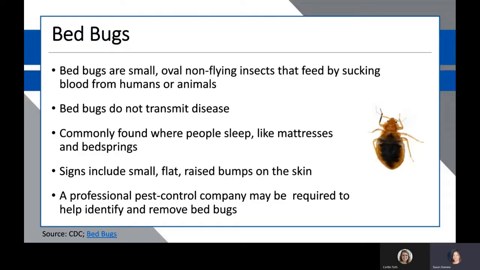Bedbugs. These are small, oval, non-flying insects that feed by sucking blood from humans or animals, and bedbugs do not transmit disease. They're commonly found where people sleep, like mattresses and bed springs, and the signs include small, flat, raised bumps on the skin. A professional pest control company may be required to help identify and remove bedbugs.